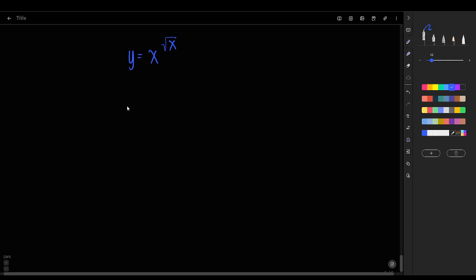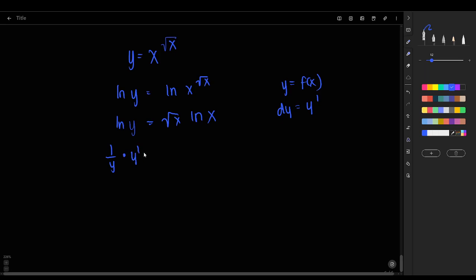However, one way to find the y prime here first is we need to take the ln of both sides. So ln both sides. So ln of x to the power of the square root of x. So by the exponential natural logarithmic law, this ln y is equals to the square root of x ln x, right? Then we could start differentiating. So we know that y is a function of x. Differentiating the y would be y prime, right? So ln y would be 1 over y times the chain multiple, which is the y prime.